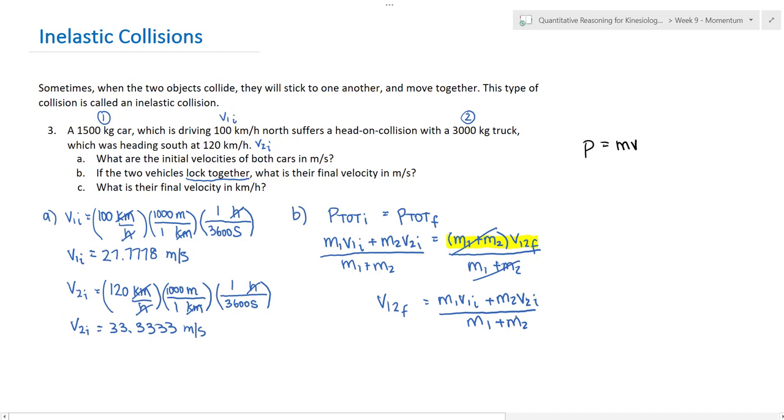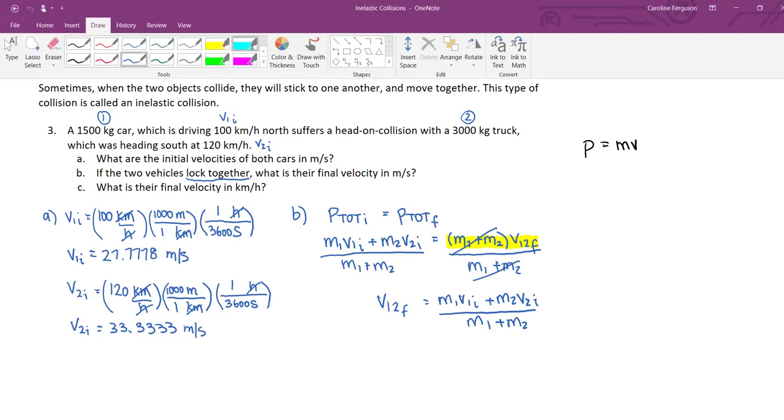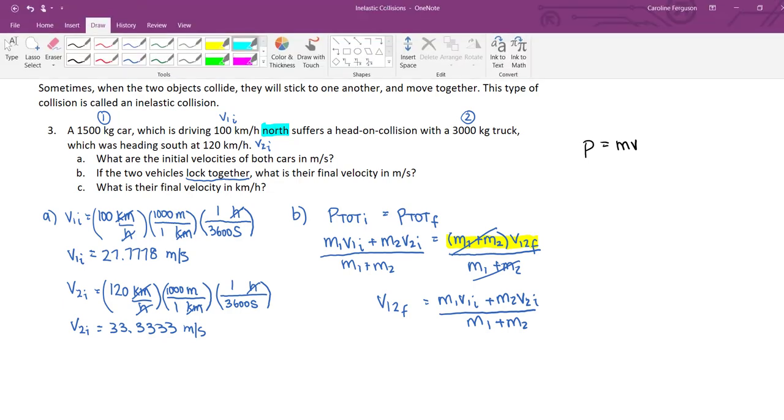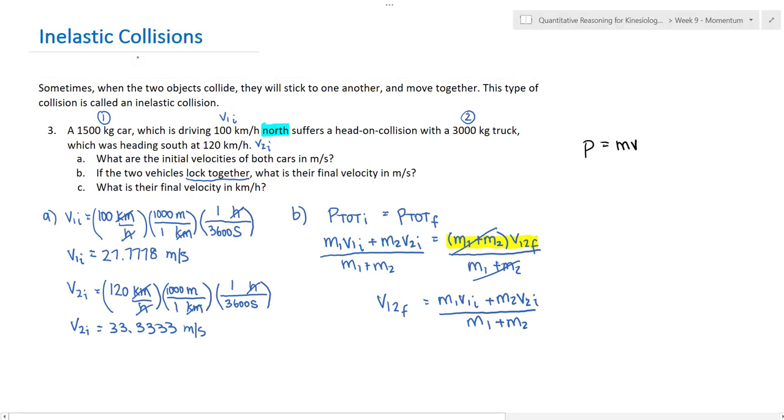All right. Okay, so we found our values, our velocities, V1 initial, V2 initial in meters per second, but I don't think we took really a good look at which direction things were going. So let's look at that now. So V1 we said was 100 kilometers per hour north. Now we need to decide which way is positive. So we can decide, we can say north is positive. I'm going to say north is positive. Okay, so north is positive.